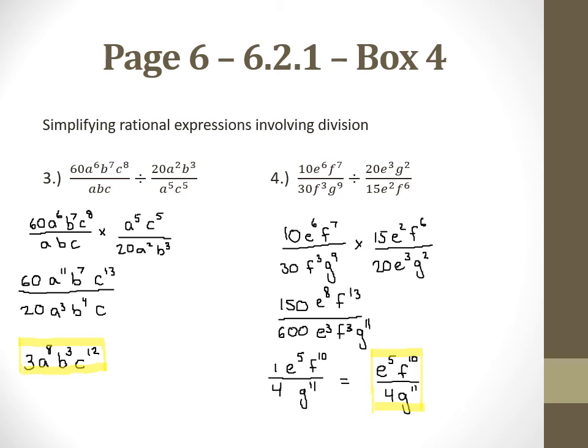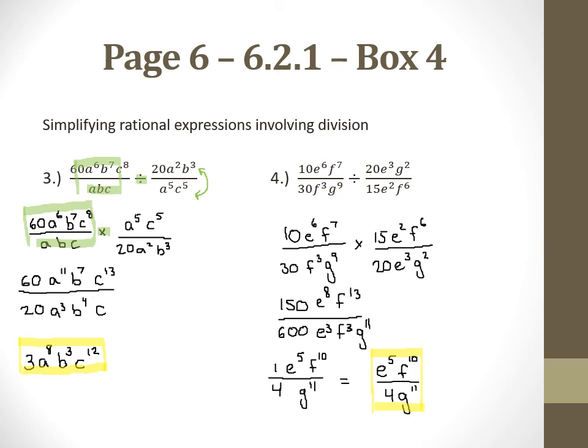So our first step is always to keep, change, and flip. Here I kept the whole first term exactly the same as it was in the given problem, but I changed from division to multiplication and then took the reciprocal of this second fraction. So this got completely turned on its head. The a to the 5th, c to the 5th went to the top. The 20, a to the 2nd, b to the 3rd went to the bottom. Then we combine across using multiplication.